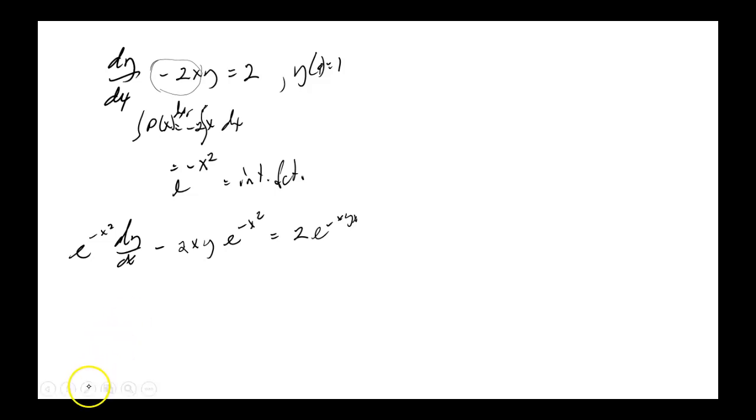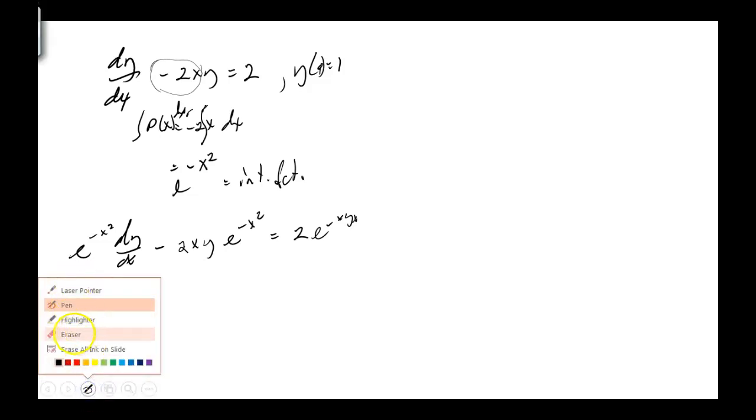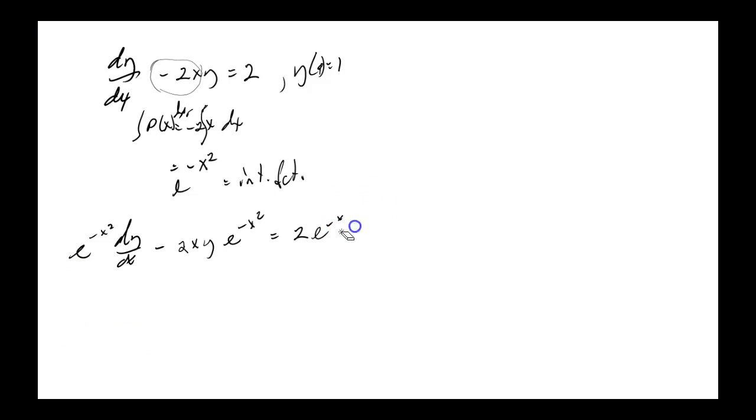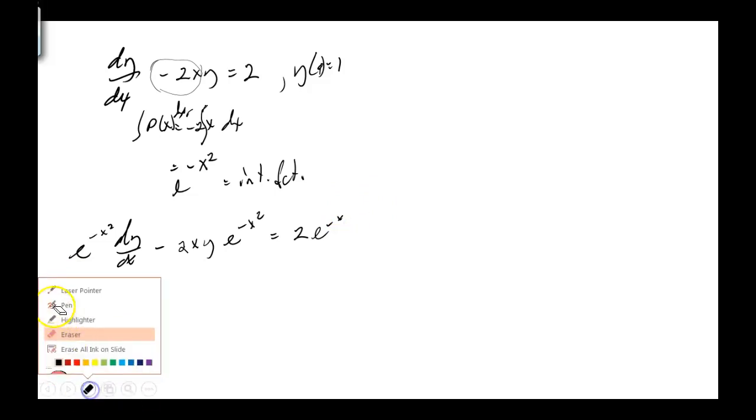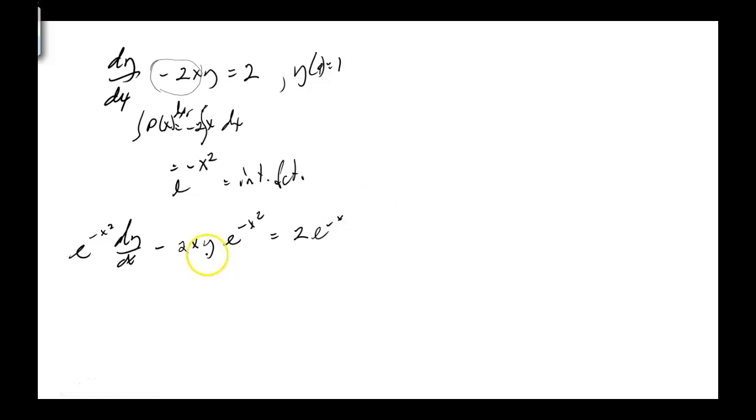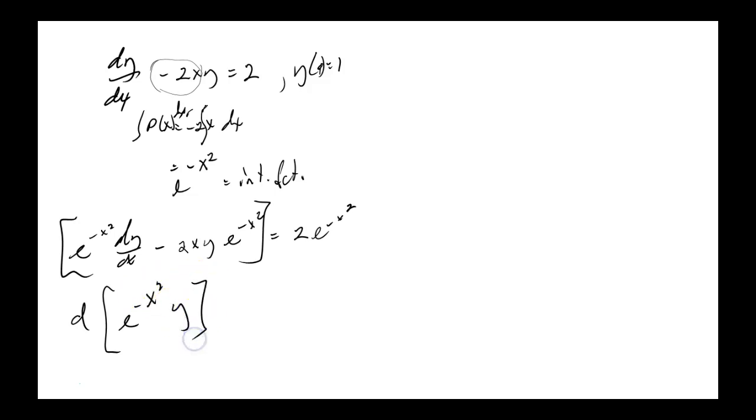What am I doing? Okay. Minus x squared. xy was over here, x squared. Okay. I think I got it right that time. Now, supposedly, this side should be the perfect derivative of the integrating factor e to the minus x squared times y. Let's see if it is.